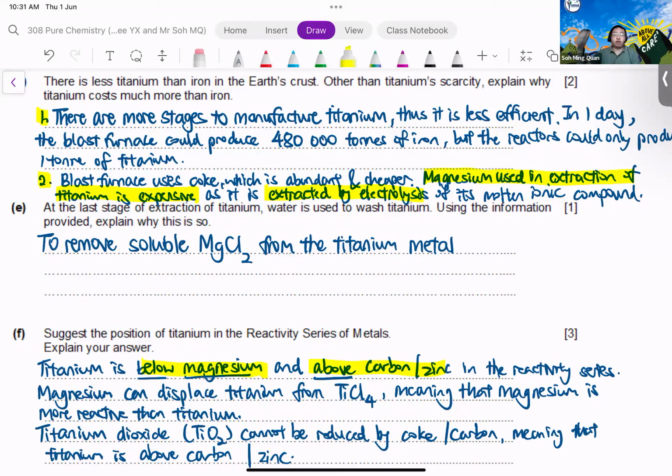Okay? So for part F, I think the tendency is for us to lose a few marks because you only say it's below carbon. Because you only saw that, oh, it cannot be reduced by carbon. But in reality, you need to pay attention to the fact that it's below magnesium as well.